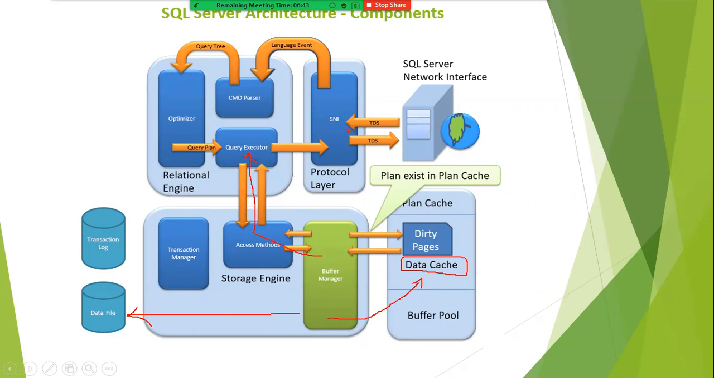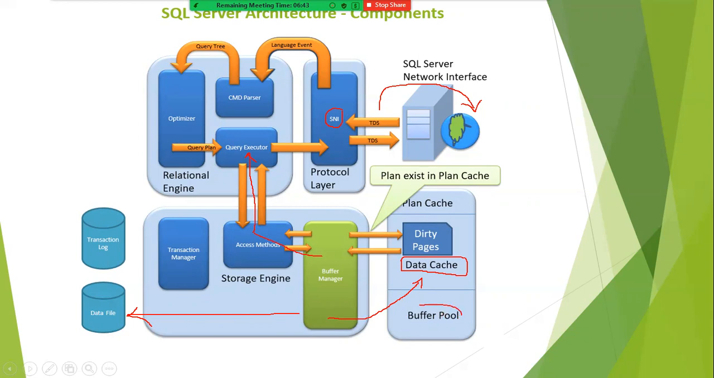The query executor will send that result set to the network layer, and the network layer will encapsulate or wrap it into a TDS packet and send it back to the client. The client-side network library will unwrap this TDS packet and read the data. So this is how it works, right?